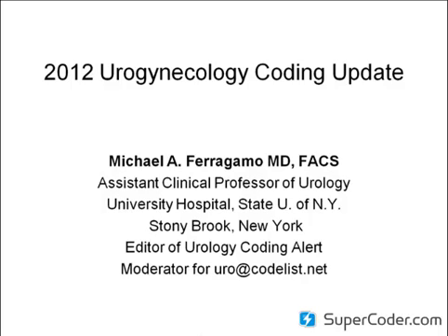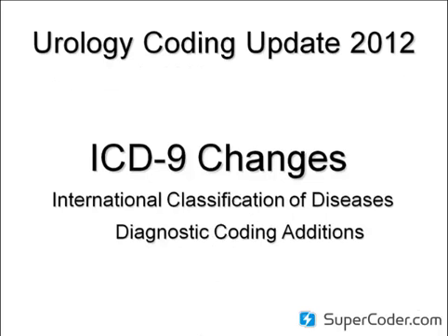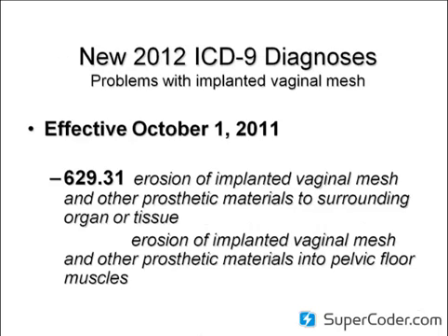Let's go to page 2. It tells us that we have a few ICD-9 changes and some diagnostic coding additions that I'd like to bring to your attention. Let's go to page 3. We have a new 2012 ICD-9 diagnosis, and this is concerning problems with an implanted vaginal mesh. In fact, these two ICD-9 codes became effective on October 1st, 2011.